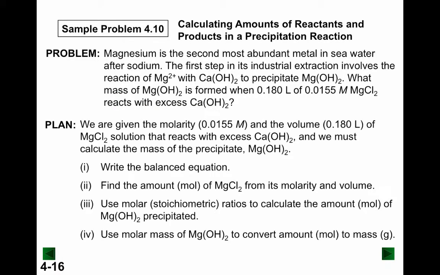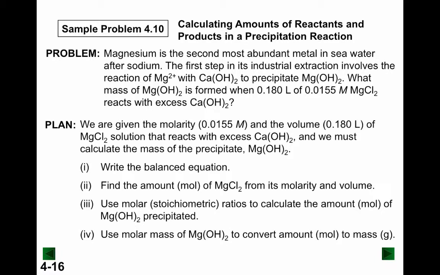Here is another sample problem that may be a little different than the others. In this problem, we are asked to find the amount of magnesium hydroxide that would form when a known volume and concentration of one reactant reacts with excess of another reactant. Let's develop our strategy for solving this problem.